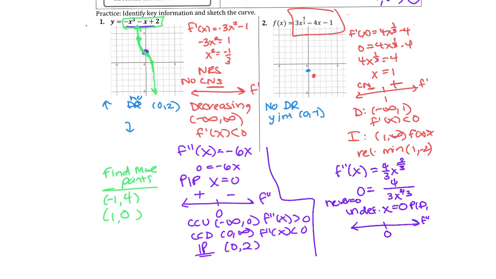So if I plug something negative in there, I'm going to square that, which makes it positive, and then take the cube root and multiply it by something positive. So that's going to be positive.